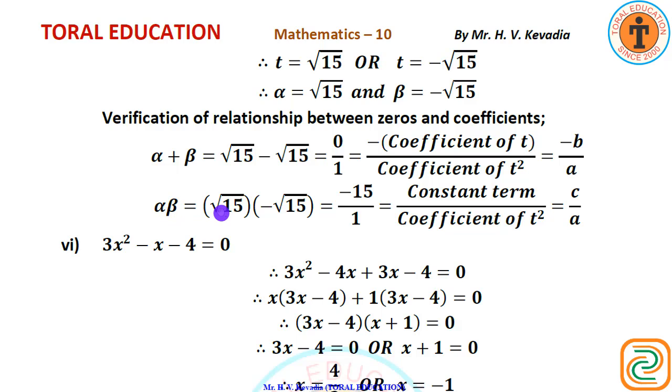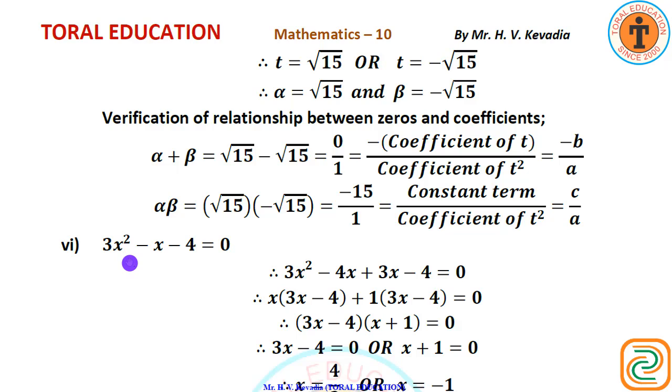Alpha into beta, root 15 into minus root 15, that is minus 15 upon 1. So constant term upon coefficient of t square, c upon a. This is question number 6.